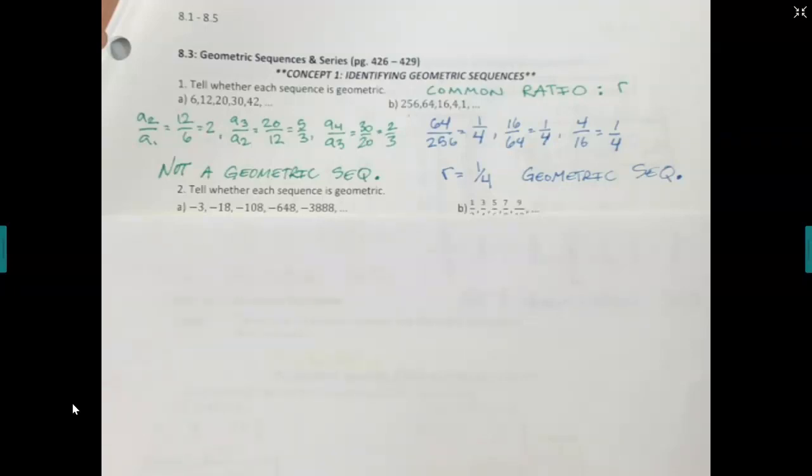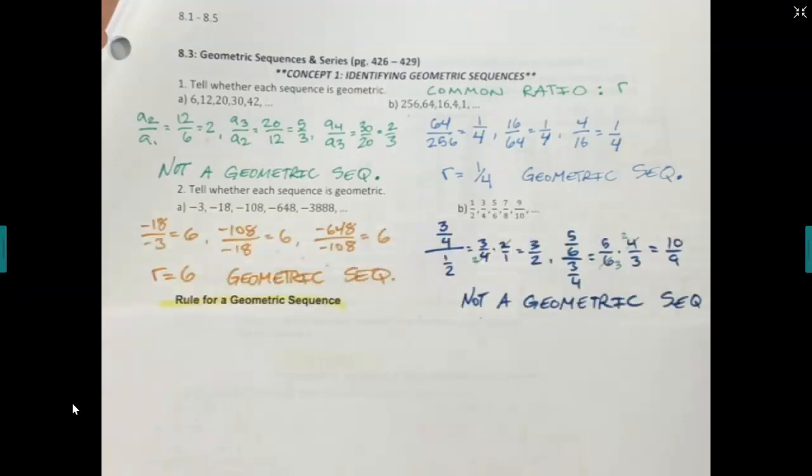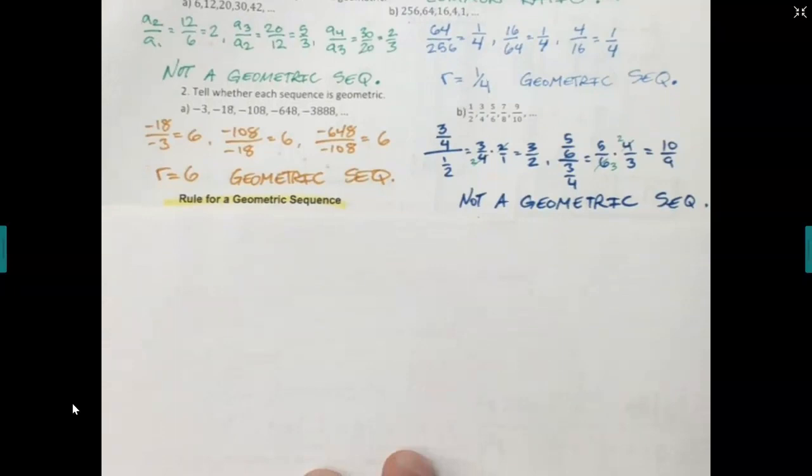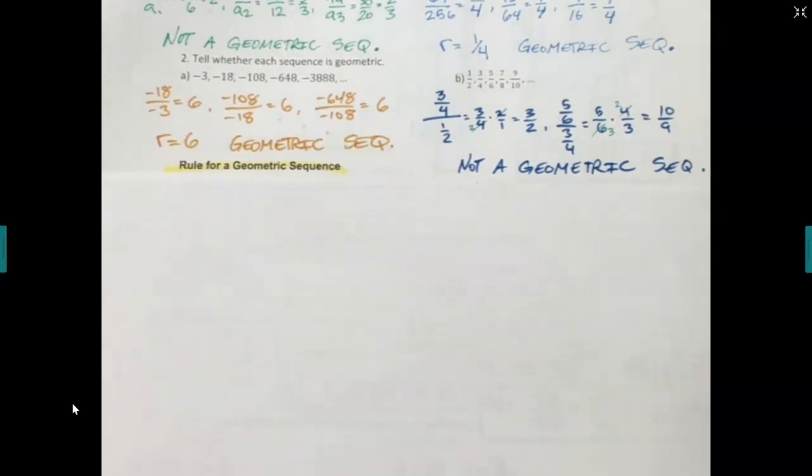All right, number 2, tell whether each sequence is geometric or not. Give it a quick try. Go ahead and pause now because I'm going to show the answer. All right, there we go. Number 2A, from -3 to -18 to -108 and so forth, you're just multiplying by 6. B is not a geometric sequence.